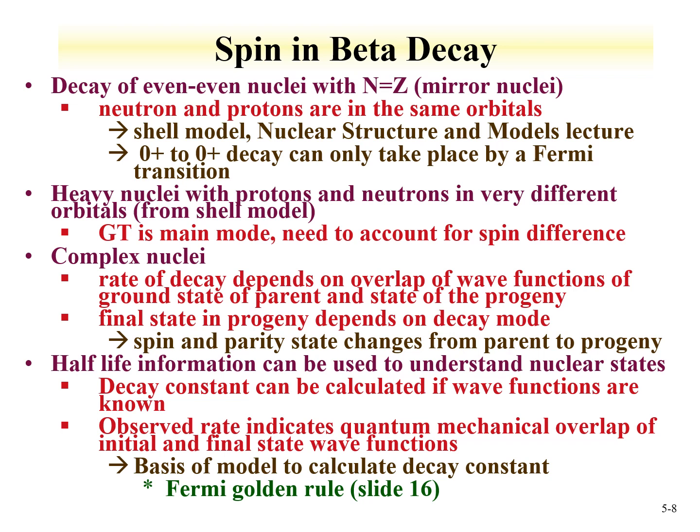I can also use the half-life information to understand nuclear states. I can calculate the decay constant if the wave functions are known. So the observed rate indicates the quantum mechanical overlap of the initial and final states of the wave functions. And we'll get into this in more detail when we discuss Fermi's golden rule, where Fermi came up with an equation to describe the decay constant based upon these initial and final wave functions and their overlaps.